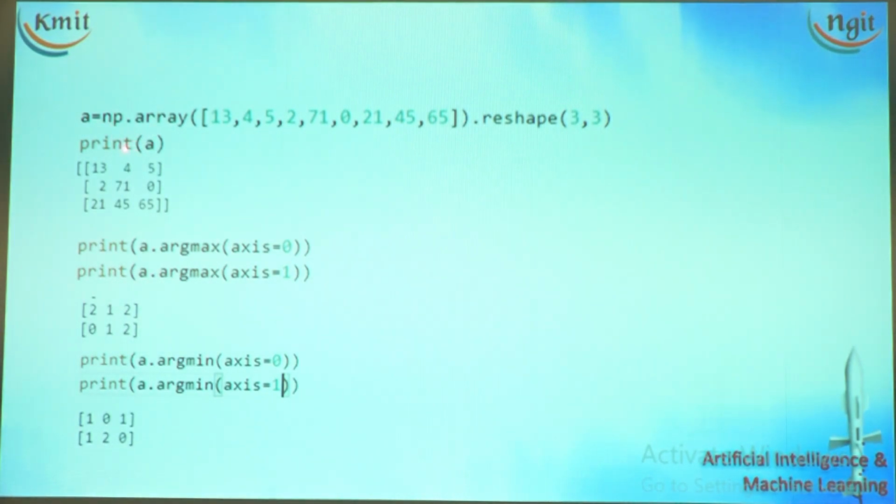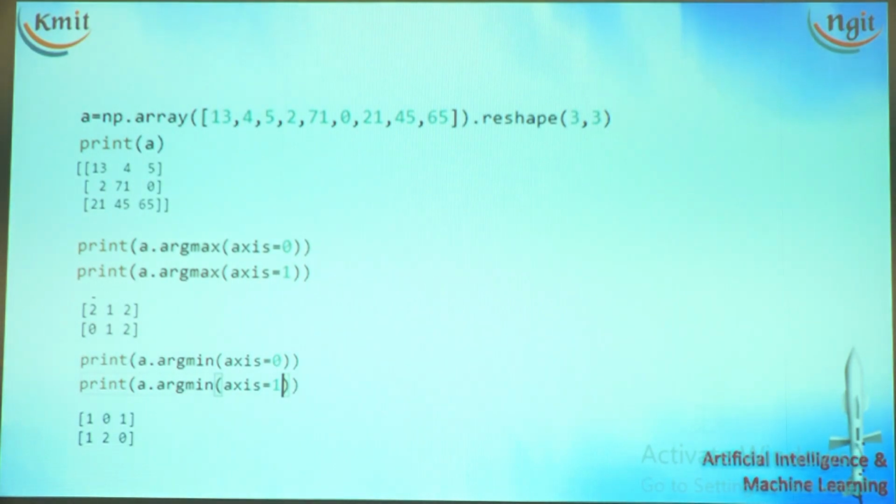So the second one, 4, 71, 45. What is the index for 71, guys? So 1. Similarly, I have 5, 0 and 65. 65, 2. So you can see here 2, 1, 2 is actually sorting you in the direction of the row, but you are actually sorting the columns. So that's how Argmax with axis is useful.